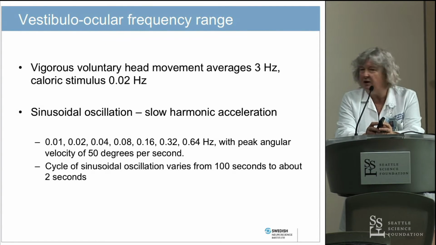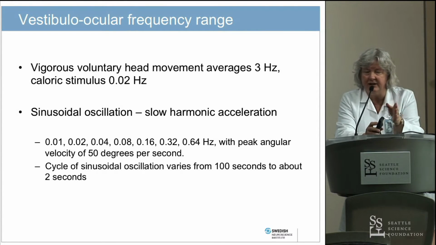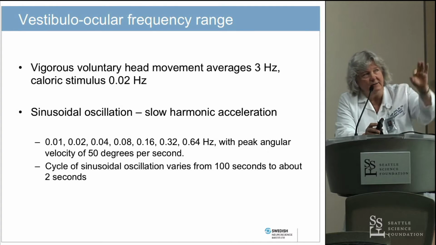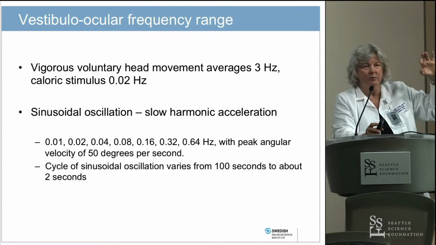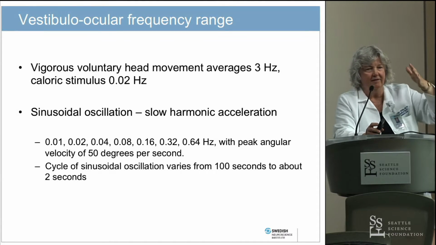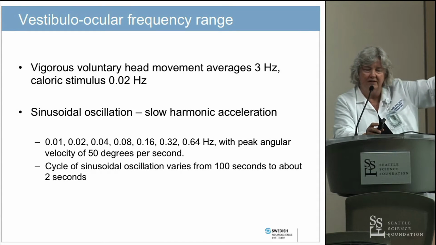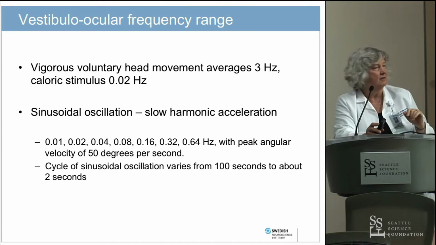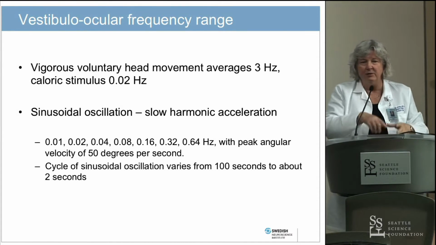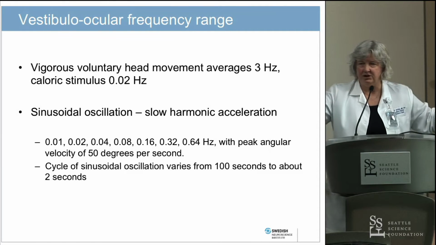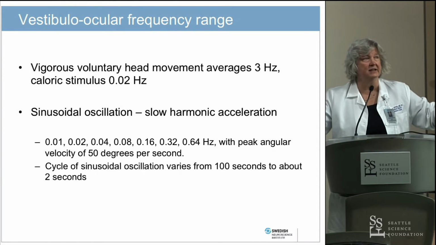So if you move your head really fast like that, you're getting about 3 hertz of speed, angular acceleration. If you do calorics, I'm sorry, there's a typo, it's 0.002 hertz. Very slow. Caloric's warm and cool, the endolymph slowly moves, very slowly, versus about as fast as you can go moving your head is 3 hertz. So this is your frequency range that you can test vestibular-ocular reflex.